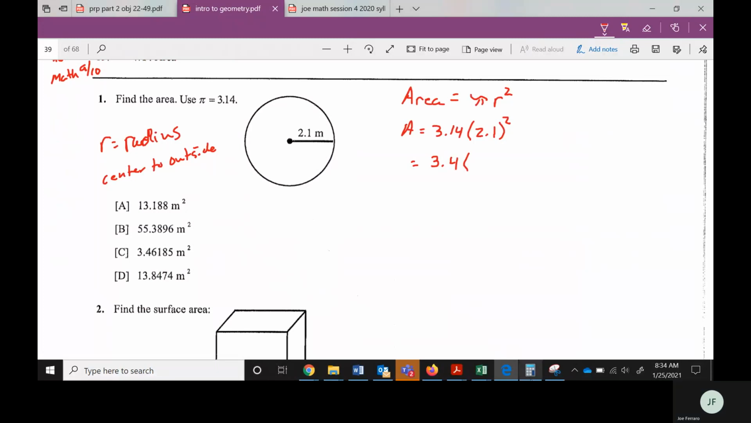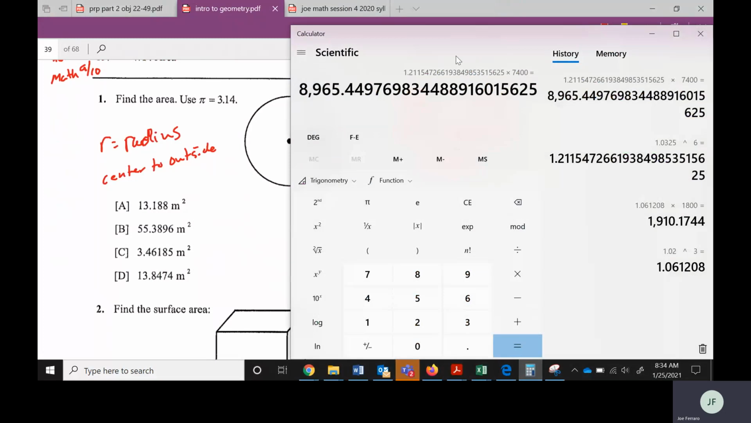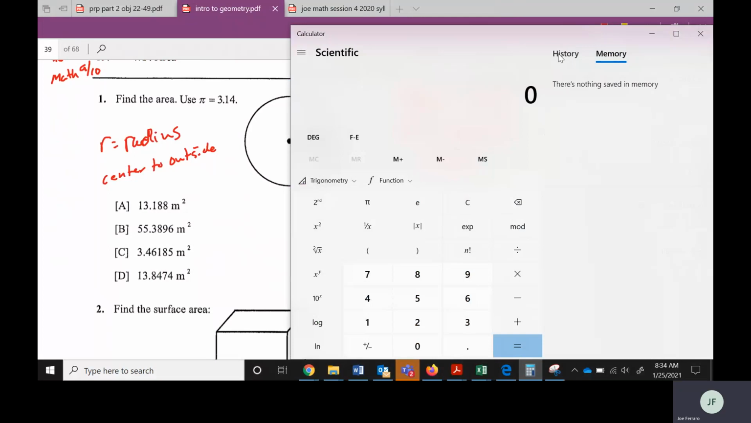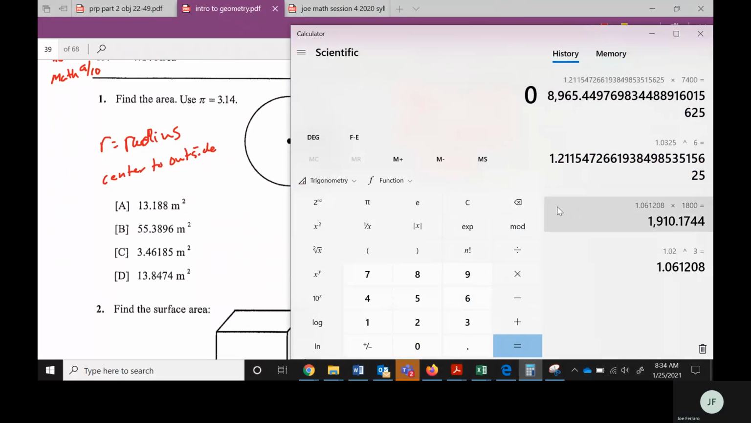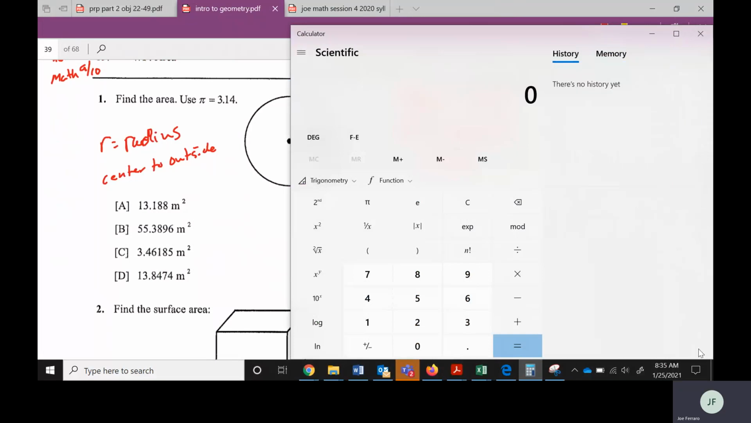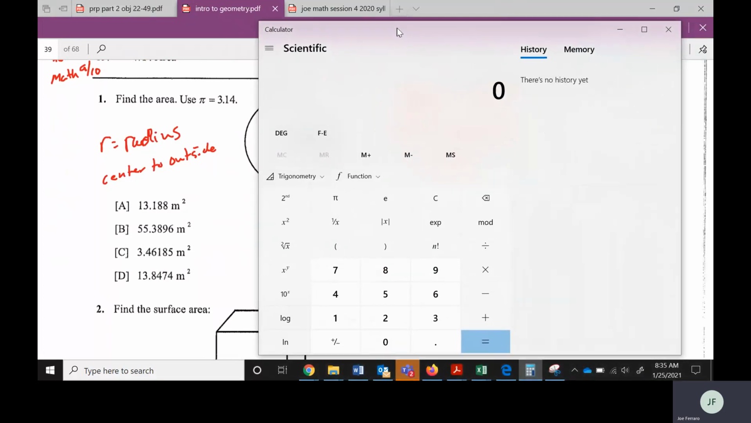So on your calculators, or on your phones, let me clear this here. Anyways, you don't need these numbers over here. If you turn your phone sideways, you will see this button here. There's more buttons when you turn your phone sideways. So we want to do 2.1 squared.